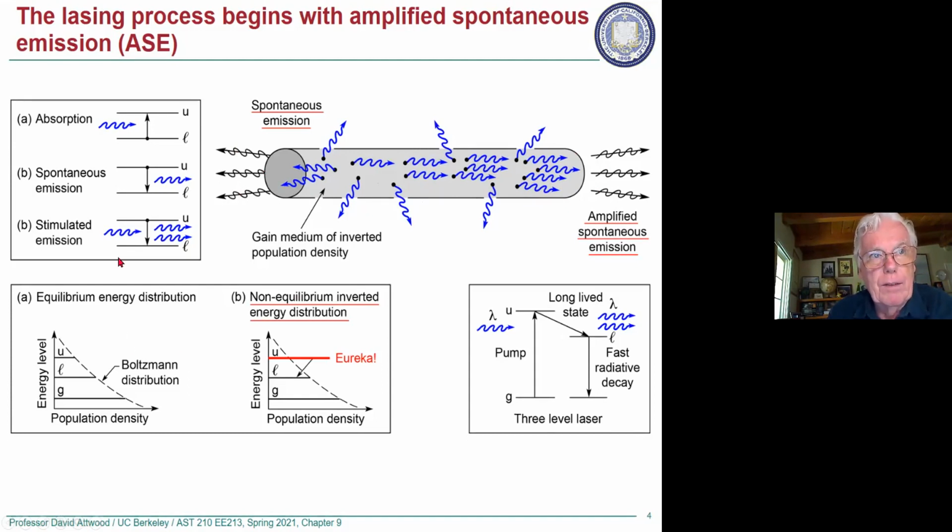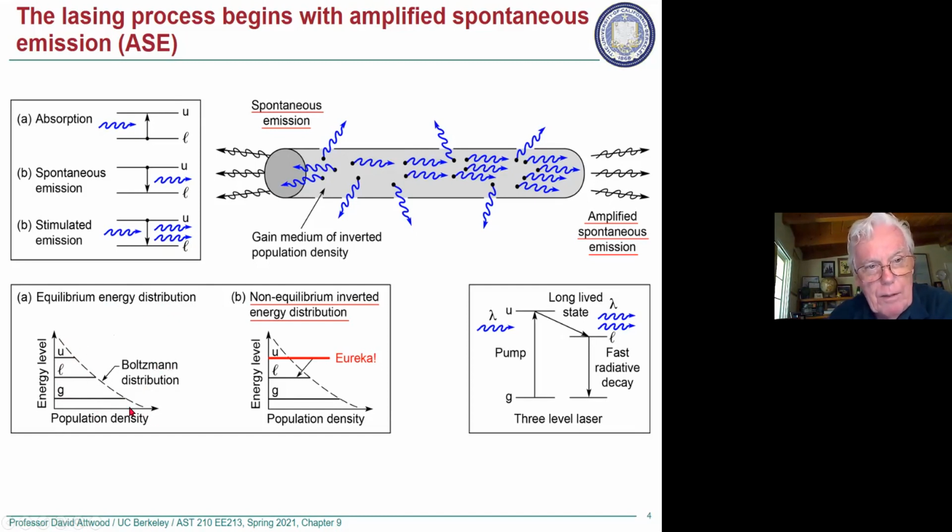An important part of this absorption, spontaneous emission, stimulated emission is what states the atoms are in here. Are they in the lower state or the upper state? This is showing an equilibrium energy distribution where you have the ground level, and a so-called lower level and an upper level. So these are two excited states, let's say, and there's a ground level. In equilibrium, the most atoms will be in the ground level, and the next in the lower level, and the highest upper level will have the fewest. So that's an equilibrium distribution, named here as a Boltzmann distribution.